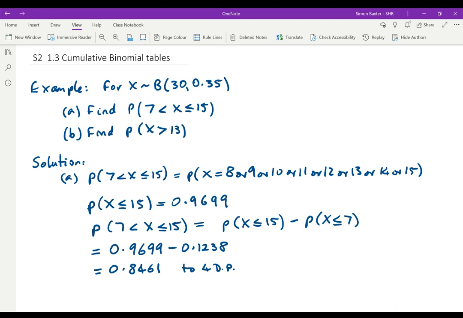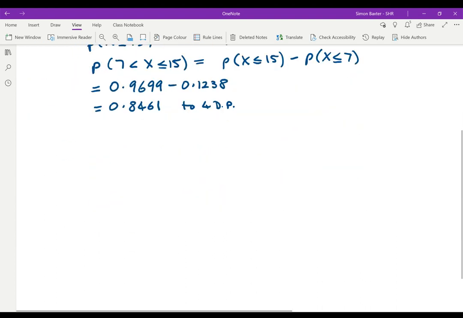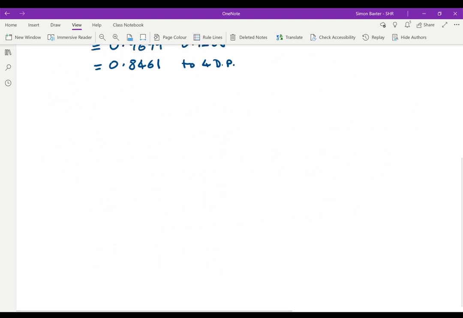So that's a nice simple example, and you should be able to cope with the cumulative probability tables without too much trouble. There is one slight problem. You might have noticed if you look in the cumulative tables that it doesn't have anything for p greater than a half. So if p is bigger than a half, how do we use the cumulative probability tables? Okay, let's get a clean page. Example.